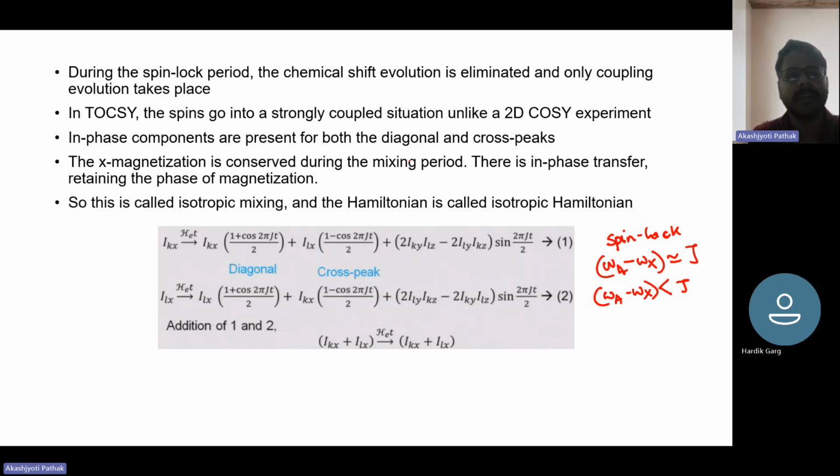And in the in-phase components, this is the density operator expression. Here you see that there are two terms. One is responsible for the diagonal peak, and the other term will be responsible for the cross peak.